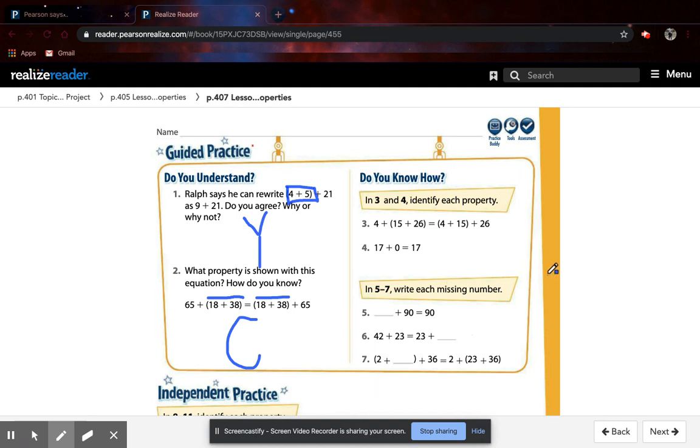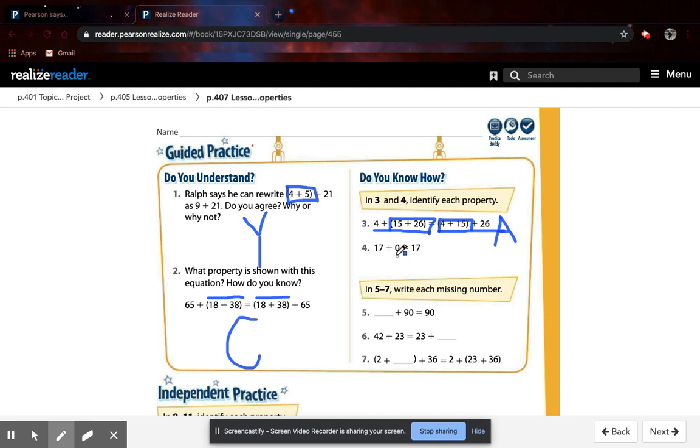Okay, so for 3 and 4, just to identify each property, so if we look, it's 4 plus parentheses 15 plus 26 equals parentheses 4 plus 15 and parentheses plus 26. So again, what's changing here? In the first one, 15 and 26 are grouped together. And then in the second, 4 plus 15 are grouped together. So what's changing is the grouping. So for that one, it's the associative property. So I'm just going to put a big A next to it.